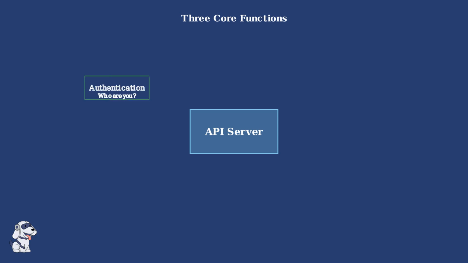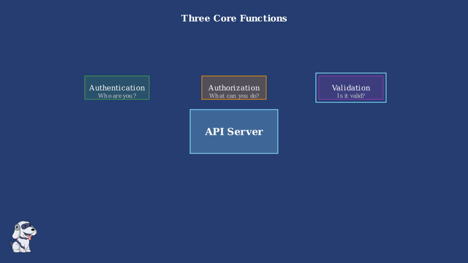The API server performs three critical functions for every request. First, authentication asks, "Who are you?" verifying the identity of the requester using certificates, tokens, or other credentials. Next comes authorization, which asks, "What can you do?" The API server checks if the authenticated user has permission to perform the requested action on the specified resource. Finally, validation asks, "Is it valid?" The API server checks that the request follows the correct format and that the resource configuration makes sense according to Kubernetes rules.